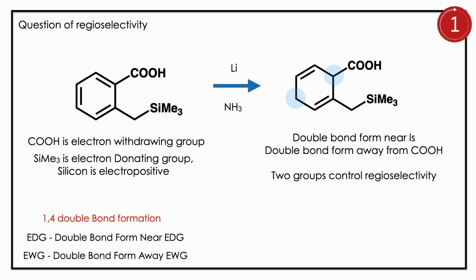The acid is the electron withdrawing group, so an anion can form near it. It can stabilize the anion. Trimethylsilyl is the electron donating group, electropositive in nature, so the anion forms away from that. So the reduction happens at the 1,4 position. The concept you have to learn here is that whenever you have competing functional groups, choose the balanced, middle pathway.